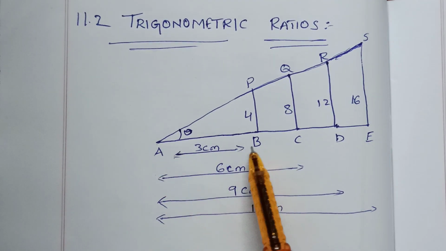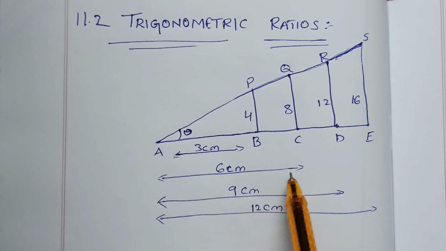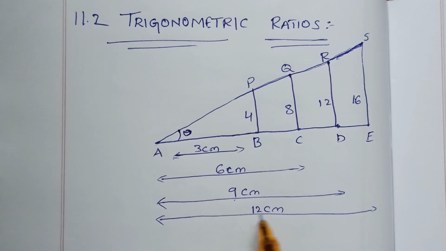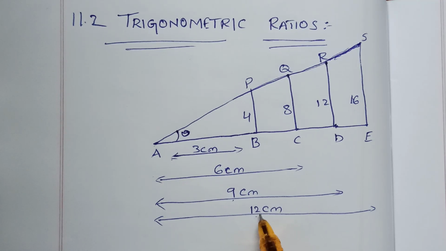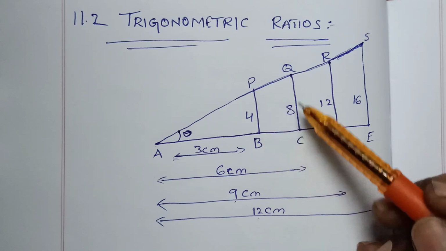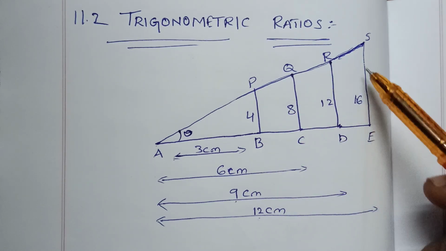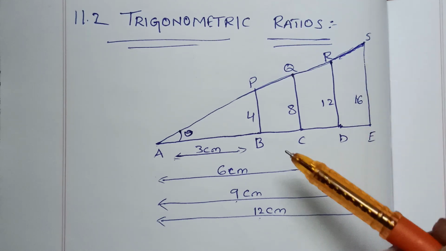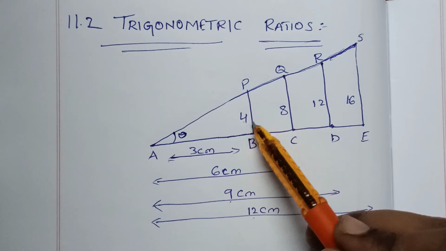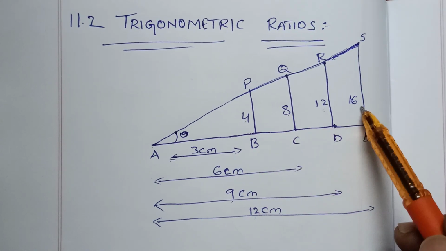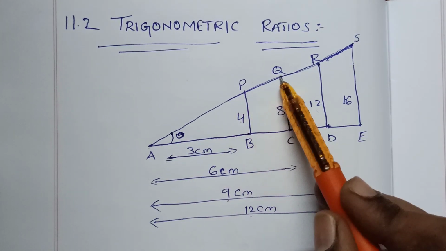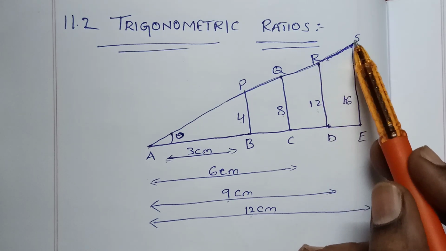Here AB distance is 3 centimeters, AC distance is 6 centimeters, AD distance is 9 centimeters and AE distance is 12 centimeters. Next, draw the perpendicular lines BP, CQ, DR and ES. And these lengths are 4 centimeters, 8 centimeters, 12 centimeters, 16 centimeters. Then join AP, PQ, QR and RS.